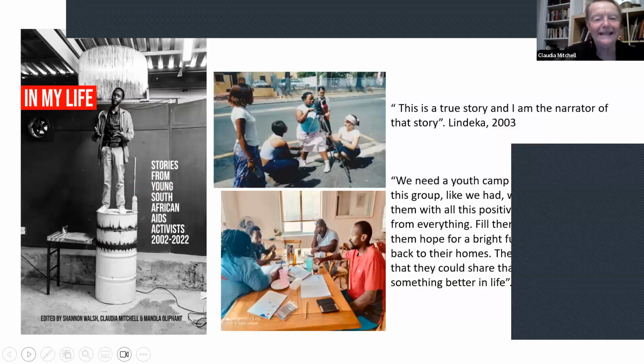So Matthew was one of 14 young people who Shannon Walsh, Mandla Oliphant, and I followed for almost 2 decades. We started working with them in 2002, and the kinds of complications that Matthew talked about were very critical. But we're really interested in how activism in adolescence plays out over time. I think when we first started, we thought it was a 2-year project. We never imagined it was a 20-year project.